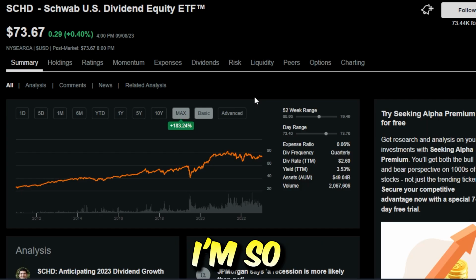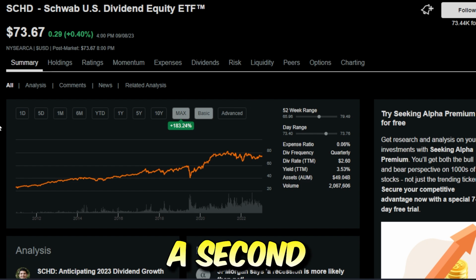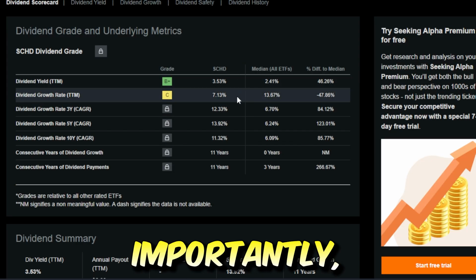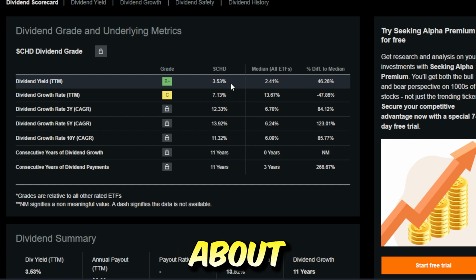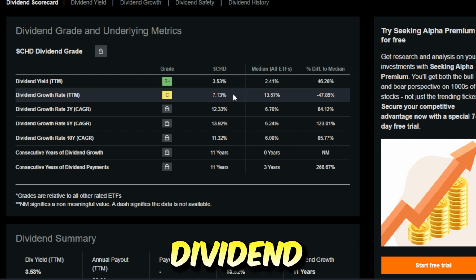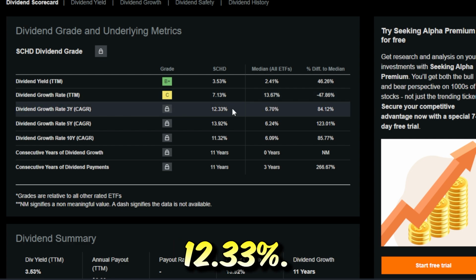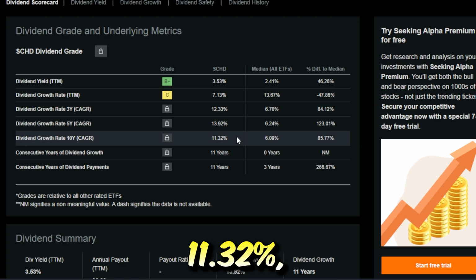Now, the reason I'm so bullish overall on SCHD, or the Schwab US Dividend Equity ETF, is not just the fact that the ETF is up around 183% as far as price return over the last 12 or so years, but maybe most importantly, it's the dividend growth rate for SCHD. To be more specific, the trailing 12-month dividend growth rate is around 7.13%, but the last 3 years, 12.33%, or looking at the last 5 years or 10 years, 13.92% or 11.32% on the 10 years.